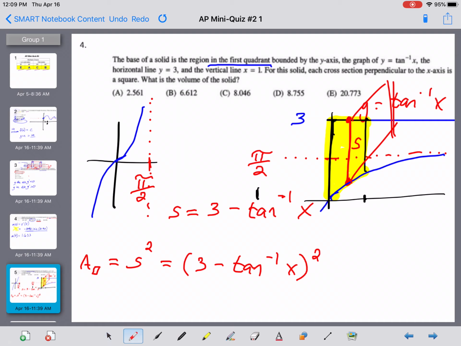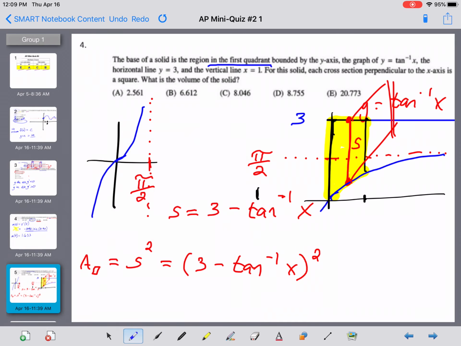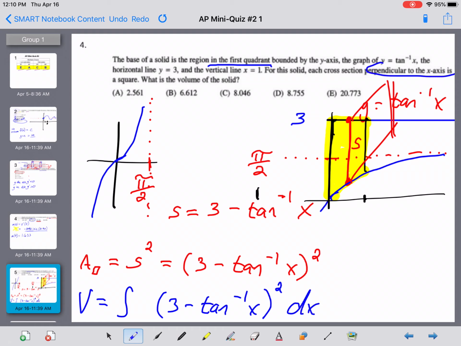And from there then, everybody, let's see what we can do to clean this thing up now. They wanted the volume of the solid. Well, if you guys recall, every volume problem we ever did used the exact same formula, and here we go. Volume of our three-dimensional solids was always equal to a definite integral of your A of x function. And that A of x function is what we just came up with right there, the 3 minus the inverse tangent of x quantity squared. We're integrating this with respect to x because everything was perpendicular to the x-axis.